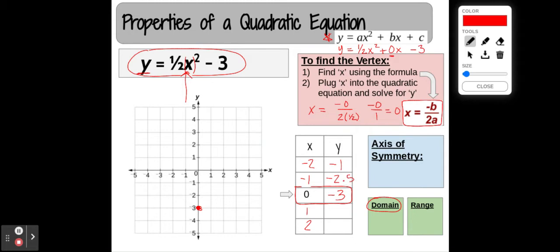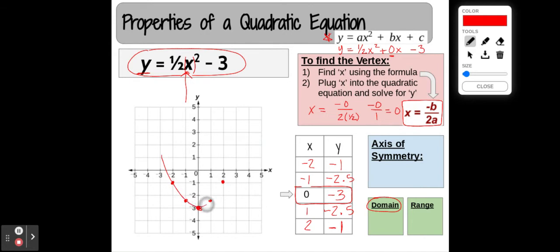Now, when you plug in the positive numbers 1 and 2, and you're squaring it, it's going to be the same answers that you got for the negative 1 and negative 2. Because remember that when you're graphing a quadratic equation, the parabola is symmetrical. So you're going to see symmetry in these values here. So then I'm going to go over here and I'm going to graph them. So negative 2, negative 1, negative 1, negative 2.5. 0, negative 3 is already on there. 1, negative 2.5. And then 2, negative 1. So there we go. I've got 5 points on my parabola.